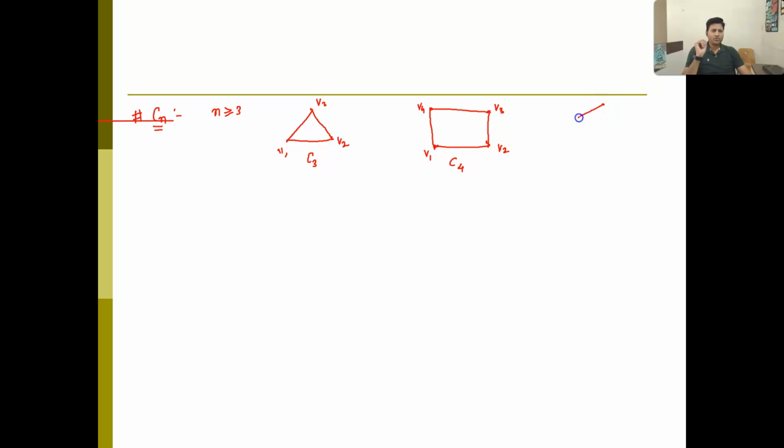One more, let us try to draw C5. That is a graph which has five vertices, and consecutive adjacent vertices are connected to each other. So V1, then V2, then V3, then V4, then V5. We call this graph C5. Now, let us try to find these parameters. The first one is the cut edge. Then we will talk about the cut vertex. Then edge connectivity, and then vertex connectivity. These are the four parameters related to a connected graph.